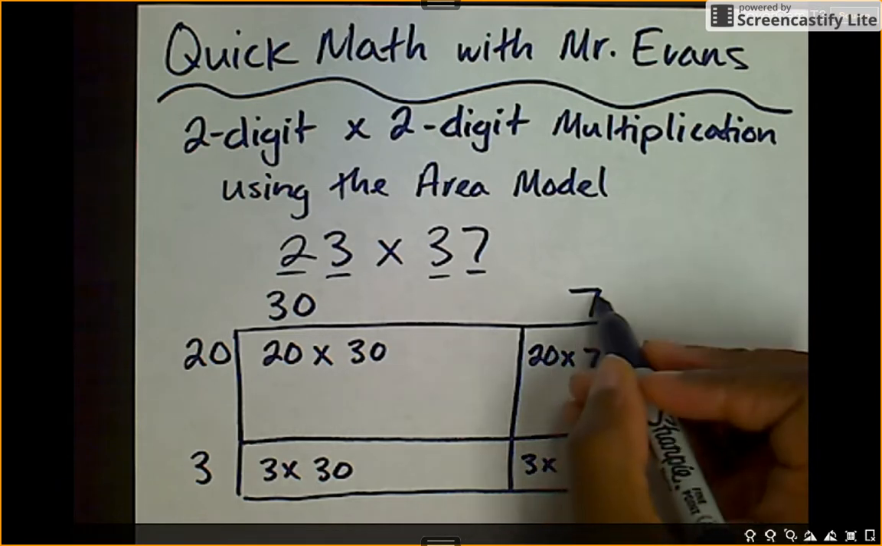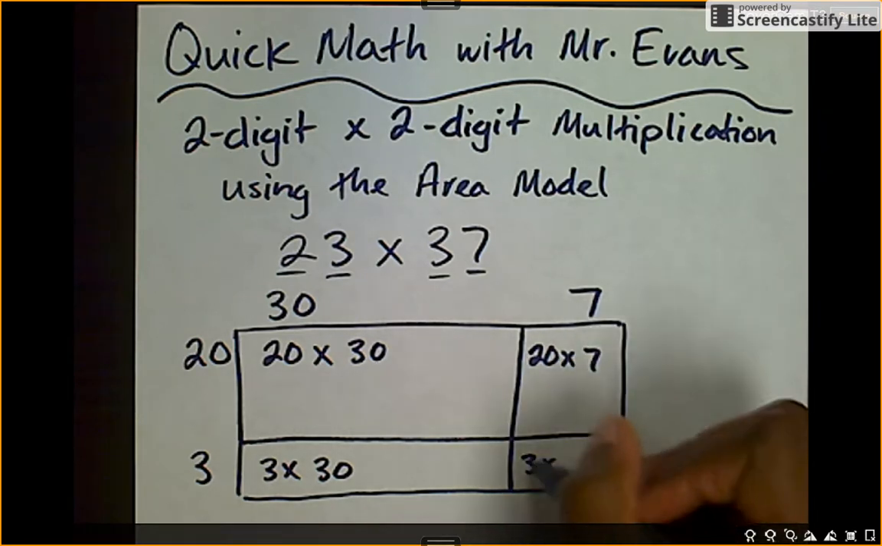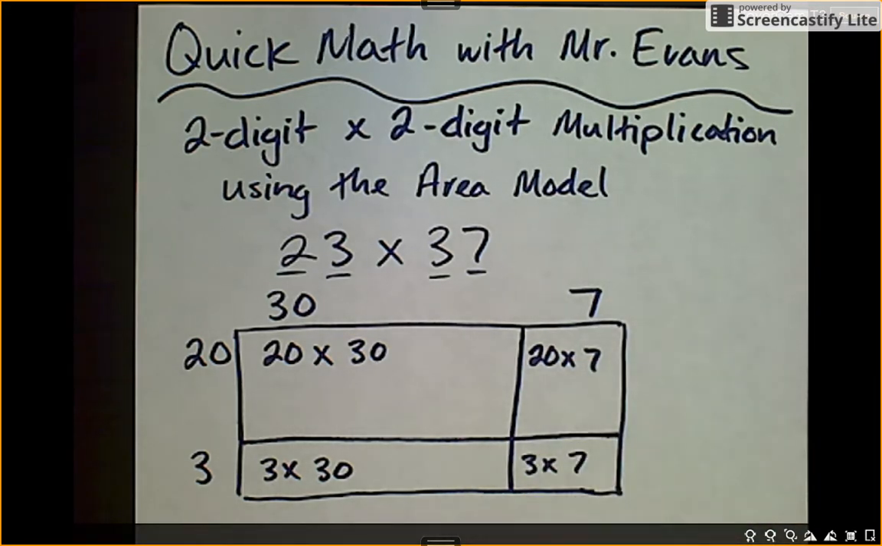And then we look above here and we see that there's a 7. And so we're going to go 3 times 7, or as I always encourage your kids to say, 3 groups of 7. That's how I like to make sure that language is, so that they understand the value of numbers. And so now we have 4 separate multiplication problems.